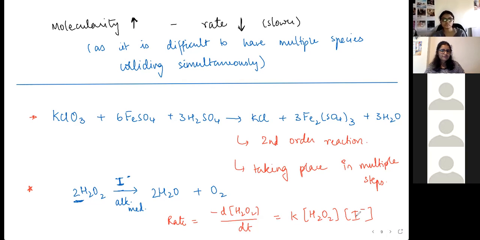So all of these are cases or examples to show that you can't just look at it. Order is its own thing. It's a unique property of the reaction, or a unique property of the rate of the reaction, rather.